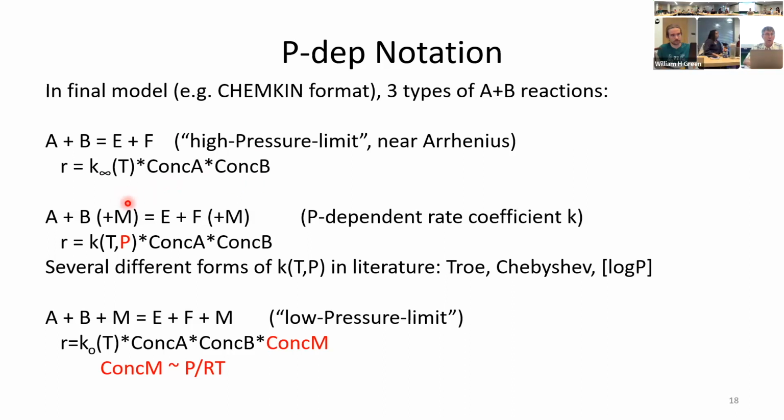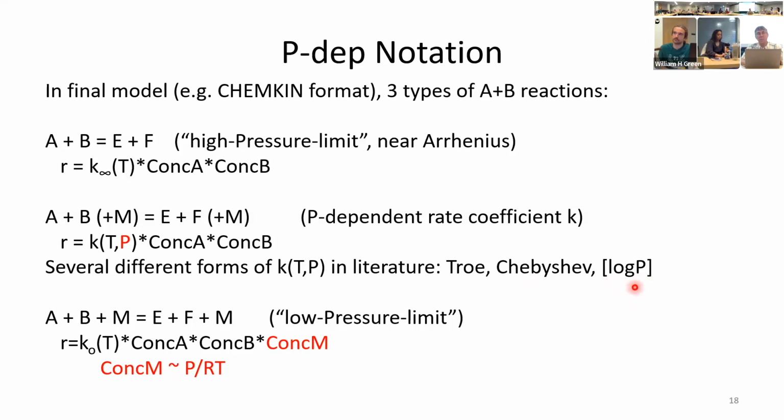Then as you lower the pressure, you have to change it. And now you put these funny symbols, this plus M with parentheses around it. And you've probably seen some mechanisms that have this. This is warning you that now the K expression has to depend on the pressure. It still has the rate law that it depends on the concentration of A and B only, but the M is kind of implicitly in there because it's showing up in the pressure. There's several different forms of what this K is in literature, and the two that I like are Troe's form, which is excellent for unimolecular reactions, and the Chebyshev form, which is more general.